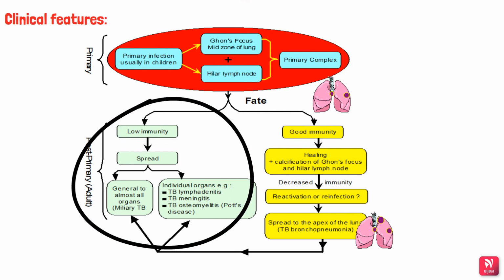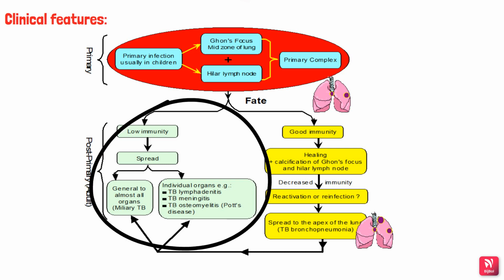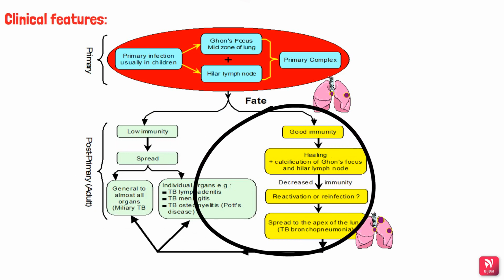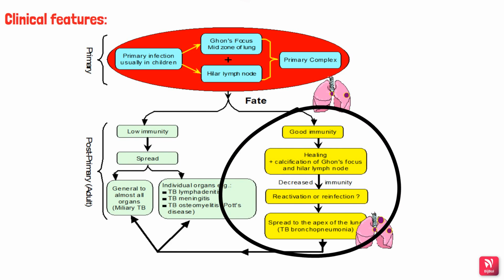So if the host is having low immunity, then there will be spread to other organs, which is called as miliary tuberculosis. So other organs will be liver, spleen, kidney, brain and bone marrow. But if the host is having good immunity, what happens is that this primary tuberculosis will not progress, and instead it will heal by fibrosis, and sometimes it might even undergo calcification and even ossification also.